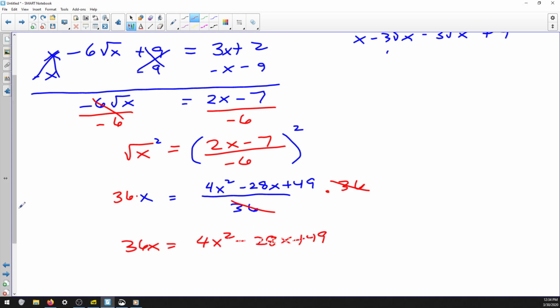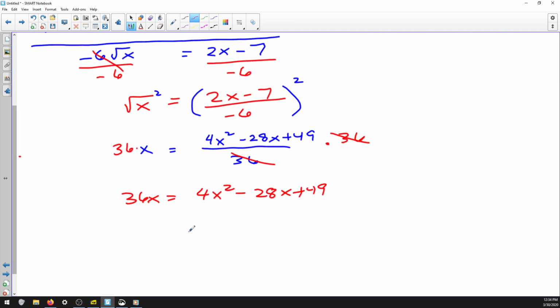That's a lot nicer. Now let's subtract that 36x over to the other side, and I get 0 equals 4x squared minus 64x plus 49. So that's the problem that I have to solve. I'm going to be a little bit lazy, just because I don't have to write it out. My initial instinct with a problem like this is to use the quadratic formula. You might be able to try to factor this or something. This, however, is not one that is going to factor.